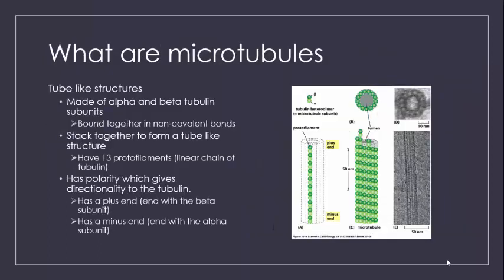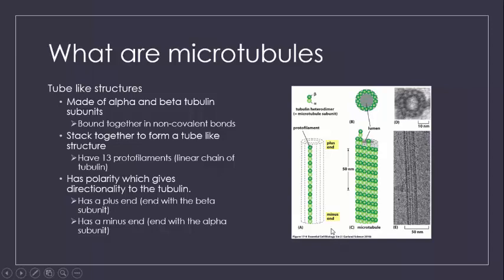Unlike the rope-like structure of intermediate filaments, microtubules actually form a tube-like structure. This structure is composed of 13 protofilaments. These protofilaments are linear chains of alternating alpha and beta subunits. The 13 protofilaments non-covalently bond to each other to form these tubules.